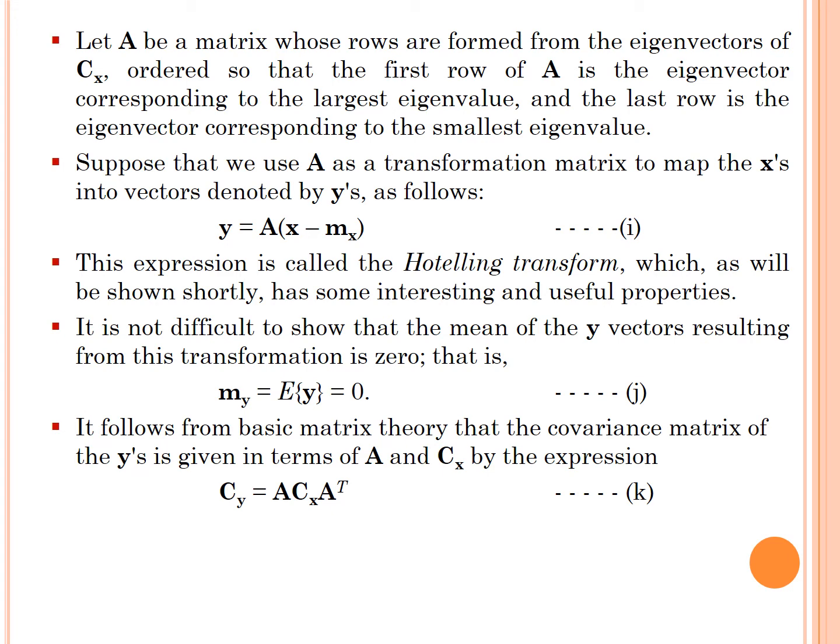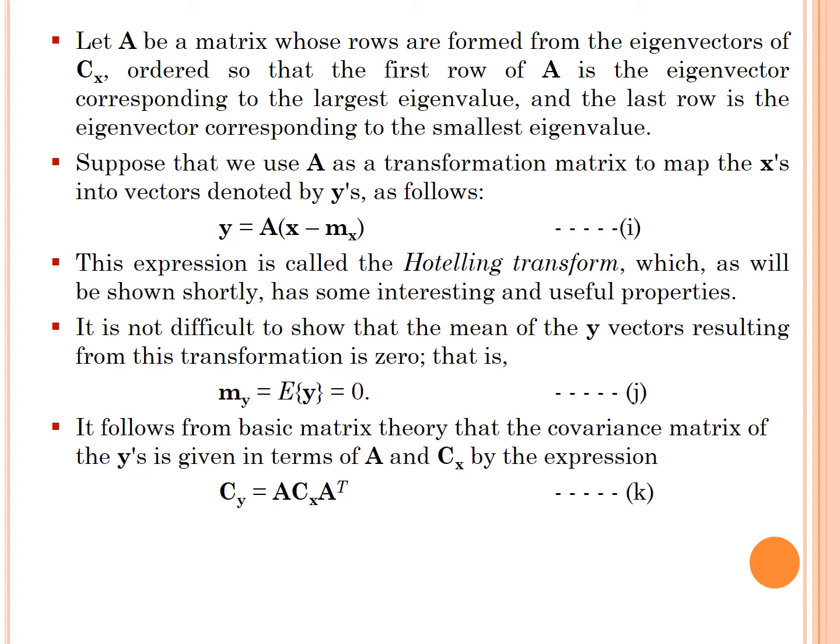and the last row is the eigenvector corresponding to the smallest eigenvalue. Suppose that we use A as a transformation matrix to map the x's into vectors denoted by y's as follows: y equal to A(x minus m_x). This expression is called the Hotelling transform, which, as will be shown shortly, has some interesting and useful properties. It is not difficult to show that the mean of the y vectors resulting from this transformation is 0. That is, m_y equal to E{y}, which is equal to 0.